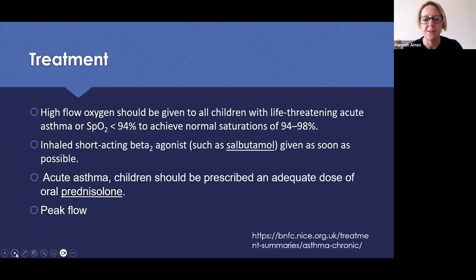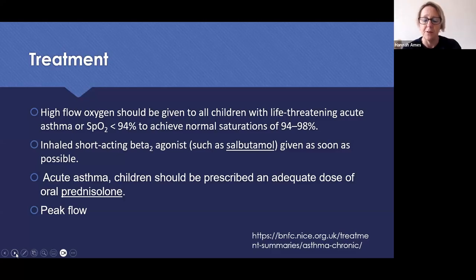So what's our treatment for asthma? Treatment should be high flow oxygen, given to all children with the aim to keep their oxygen saturations greater or equal to 94%. Okay, so we're looking for that 94 to 98%. We also treat with salbutamol. So salbutamol is a short-acting beta-2 agonist, so it helps dilate the airways. And also in acute asthma, children may be prescribed prednisolone. We might also be doing peak flow measurements on those children as well, or should be, to see where they are in relation to those targets.